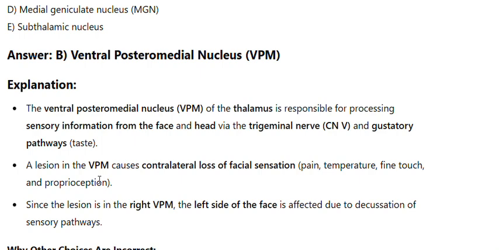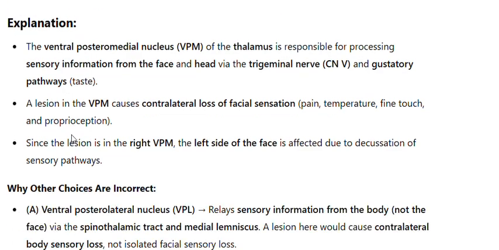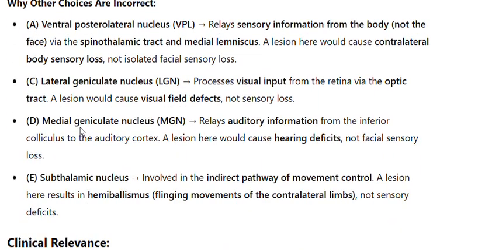A. Ventral posterolateral nucleus, VPL, relays sensory information from the body, not the face, via the spinothalamic tract and medial lemniscus. A lesion here would cause contralateral body sensory loss, not isolated facial sensory loss. C. Lateral geniculate nucleus processes visual input from the retina via the optic tract. A lesion would cause visual field defects, not sensory loss.